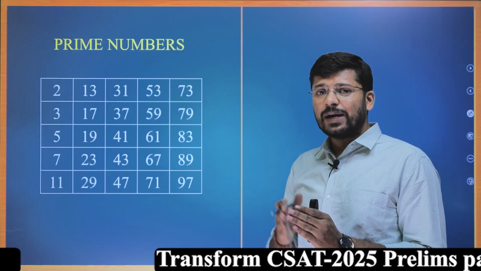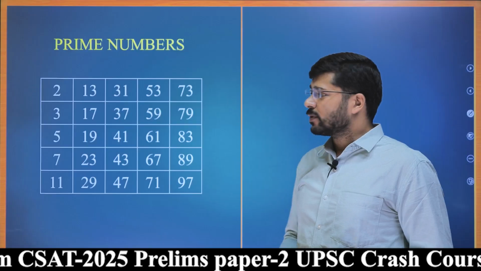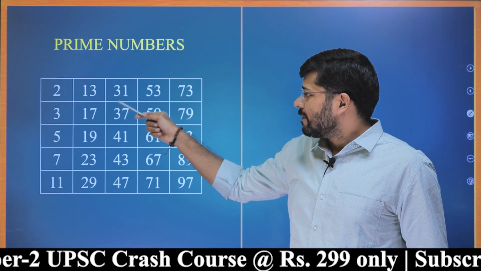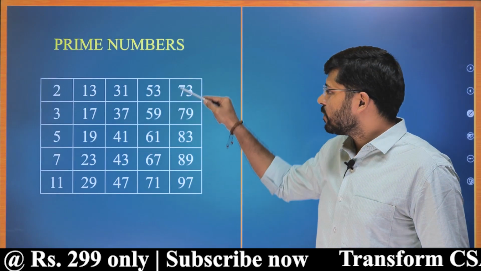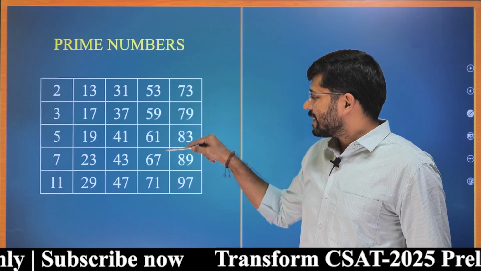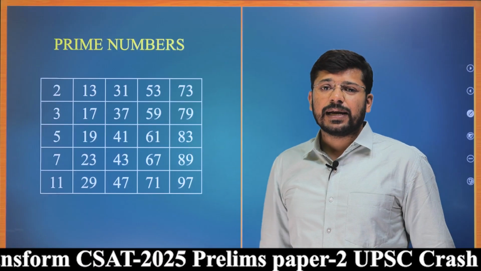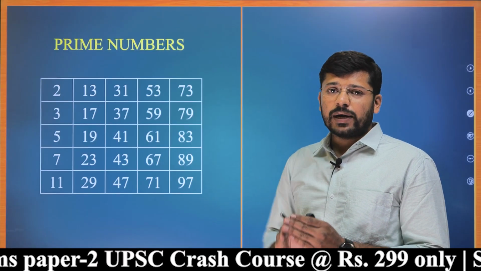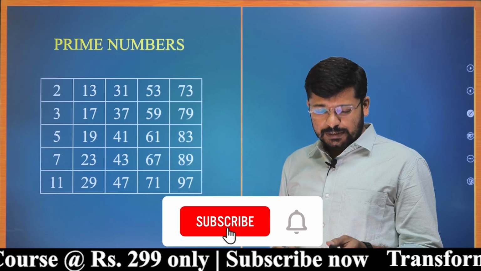Between 1 and 100, how many prime numbers do we have? We have exactly 25 prime numbers. These are they: 2, 3, 5, 7, 11, 13, 17, 19, 23, 29, 31, 37, 41, 43, 47, 53, 59, 61, 67, 71, 73, 79, 83, 89 and 97. These are the 25 prime numbers less than 100, and you need to memorize all of them.